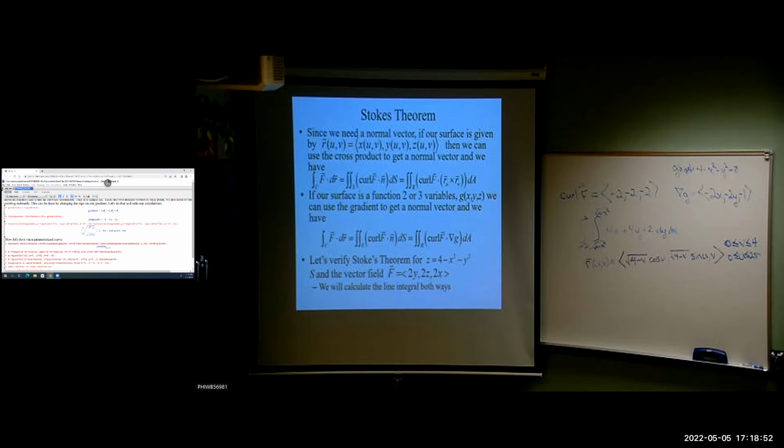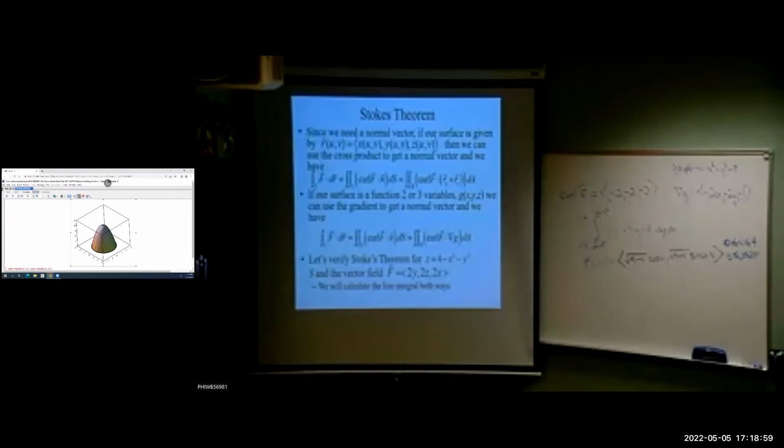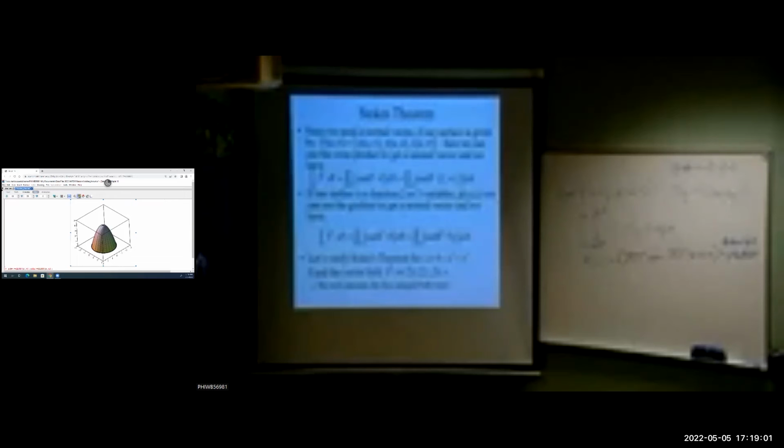So if we check, I get the exact same paraboloid. All right. Here's what's nice about that.